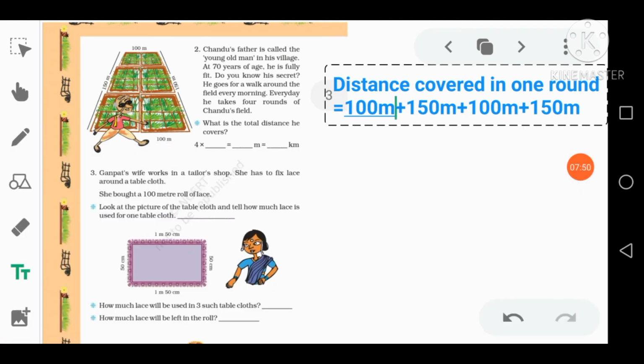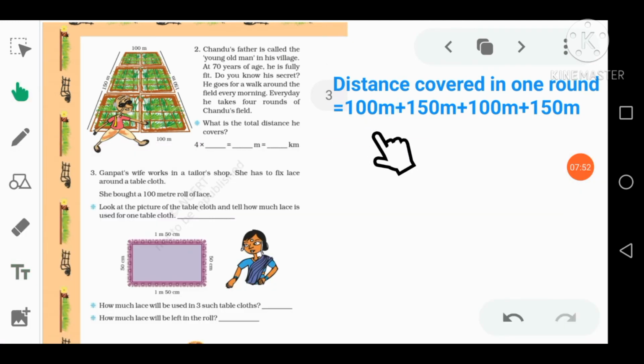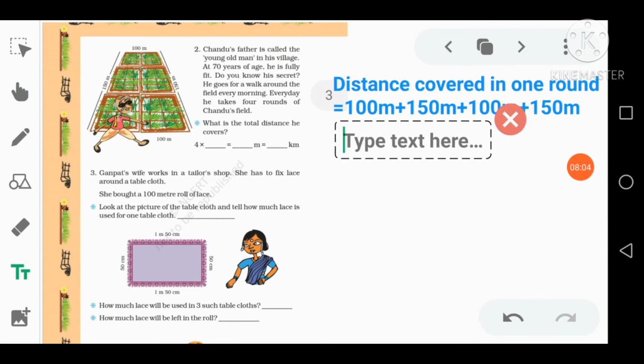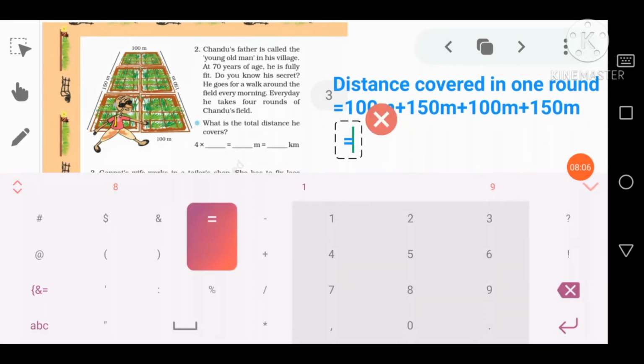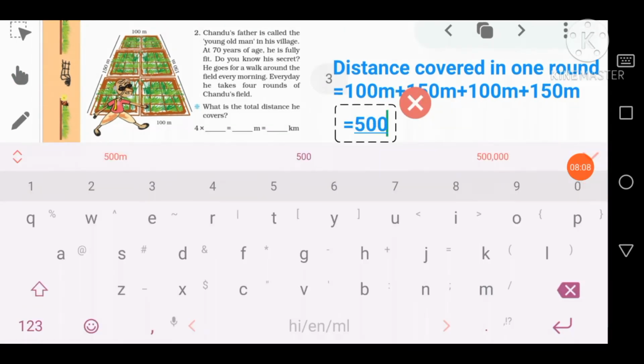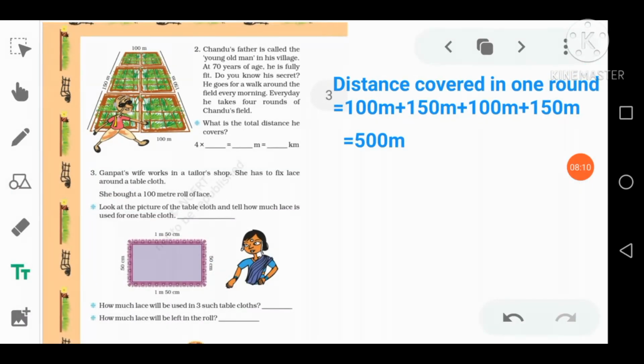So how will you find this answer? You know 100 plus 100 is 200. 150 plus 150 is 300. So the answer will be 500. So write down the answer equal to 500 meter. Okay. What is the total distance he covers?